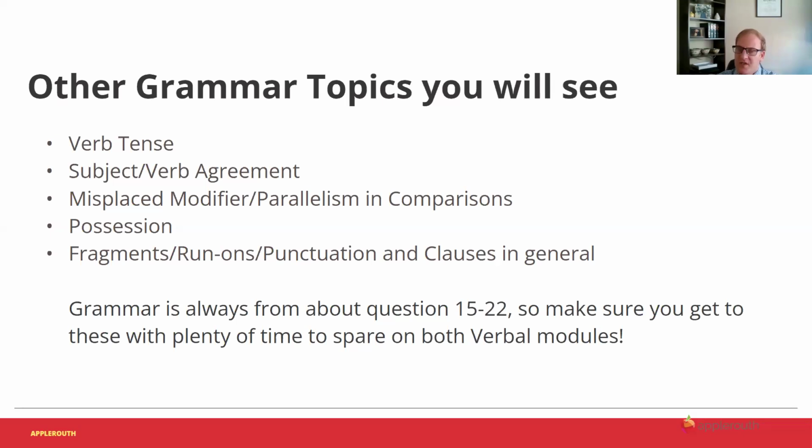Misplaced modifiers are when a subject is moving around in the answer choices. So we have to figure out, based on context, what should the first word be, usually a person or a thing. Possession, so apostrophes, and then its versus it's. And then we did some, but fragments, run-ons, and lots of different punctuation and clauses stuff. Can't emphasize enough that grammar is always like 16 to 21 or 15 to 22. So if you're skipping around, that's where you jump to start off on the grammar, around question 15 usually.